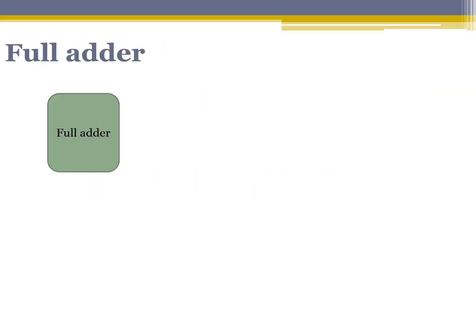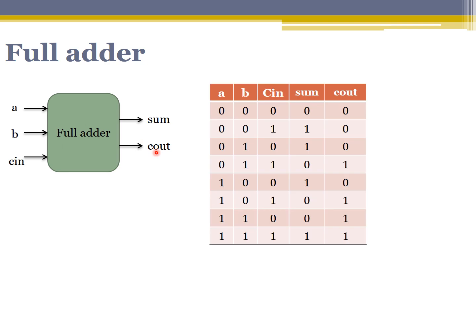So we all know that a full adder has three inputs, namely A, B and Cin, and it has two outputs, namely sum and cout. So the truth table of a 1-bit full adder with A, B, Cin inputs and sum, cout as the outputs is as shown. So we all know when we add 0 plus 0 plus 0, we have sum 0 and carry 0, and 1, 1, 0 is sum 0, carry 1, and so on.